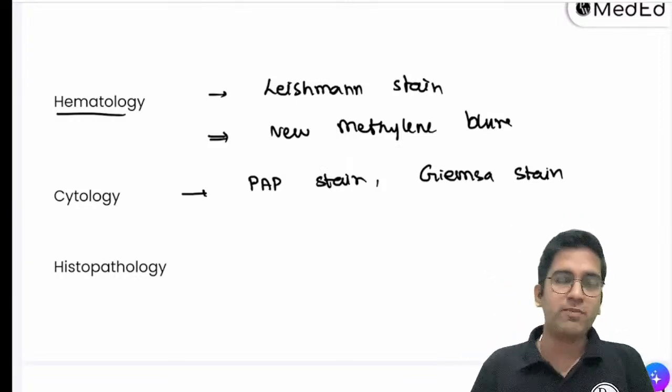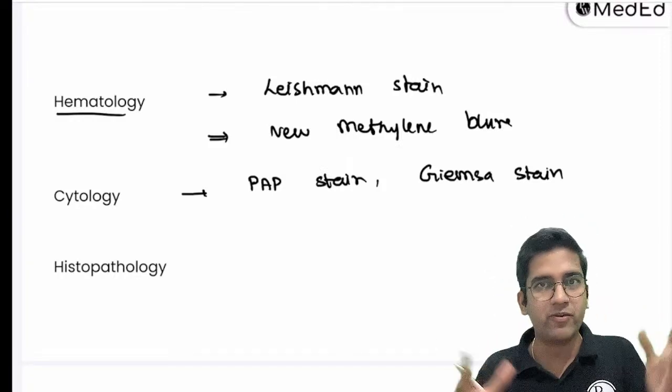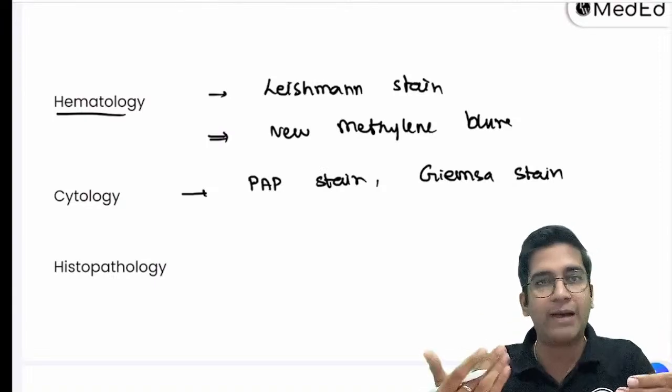Etiology versus risk factor or pathogenesis? Pathogenesis is different from etiology. Etiology is the cause. Pathogenesis is what happens in the body.